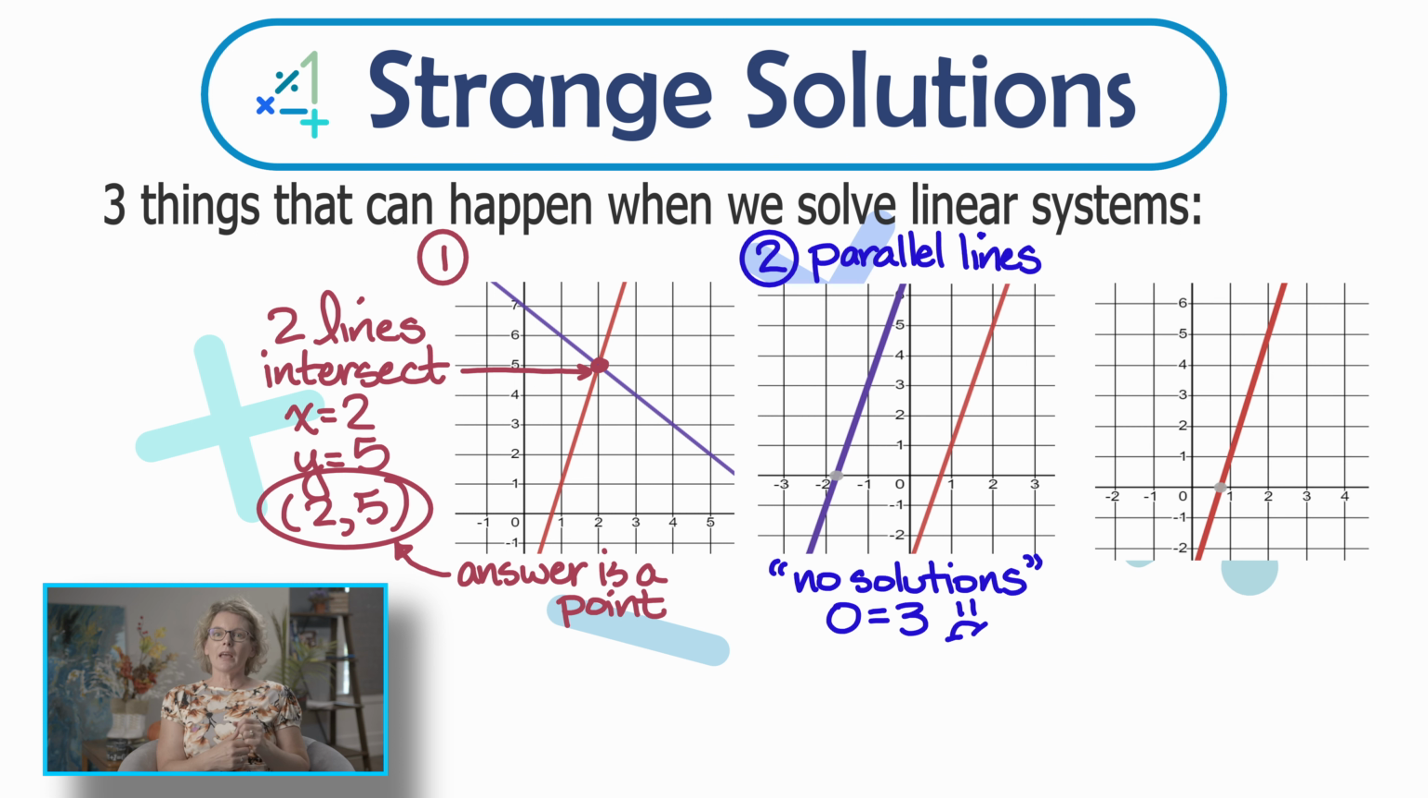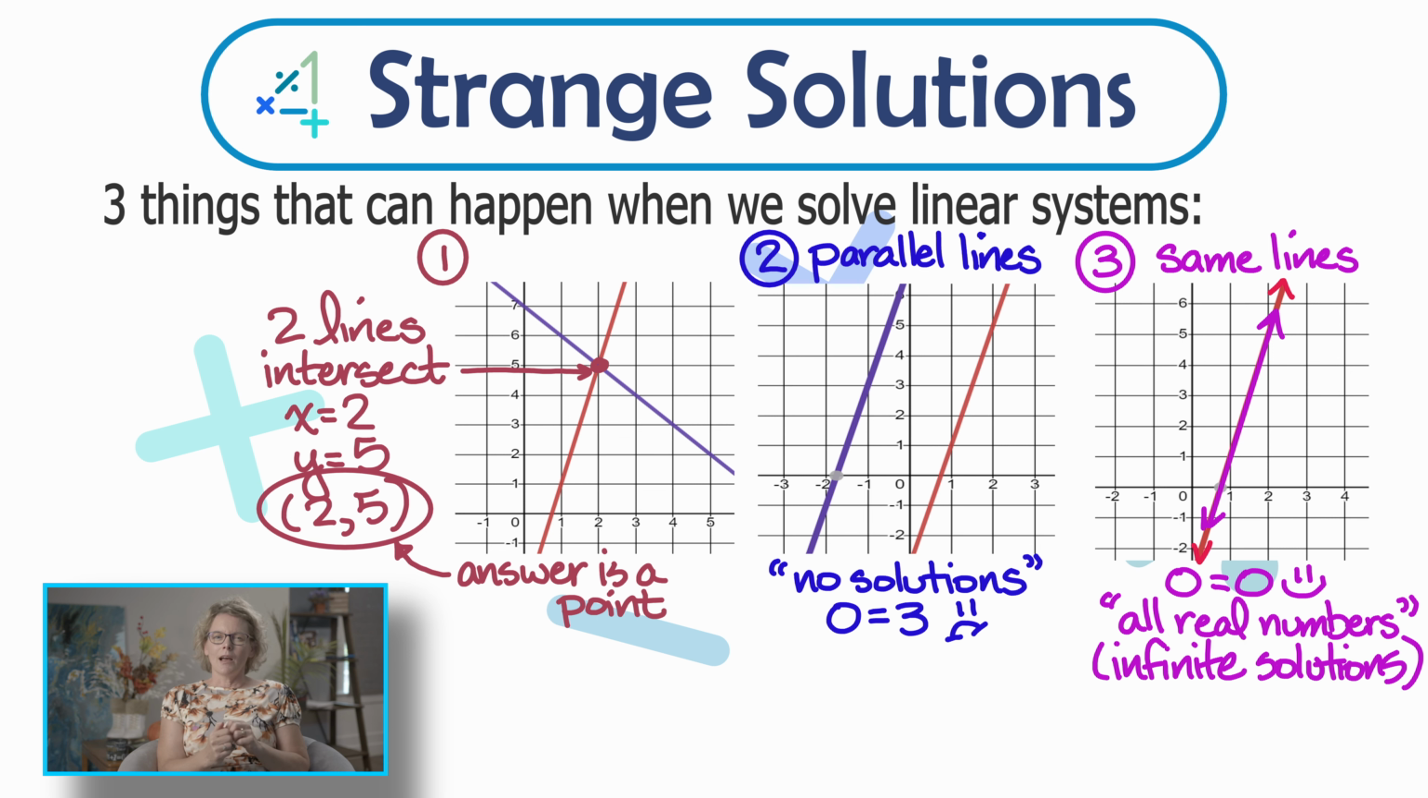The third thing that can happen is the system may be the same lines, but they move numbers around so that it's not super obvious. When we go along our merry way and solve these, the variable will also go away. But this time the numbers will too, and you'll wind up with 0 equals 0, which is always true. The answer then is all real numbers. Let's try a few strange ones so you can see what I mean.